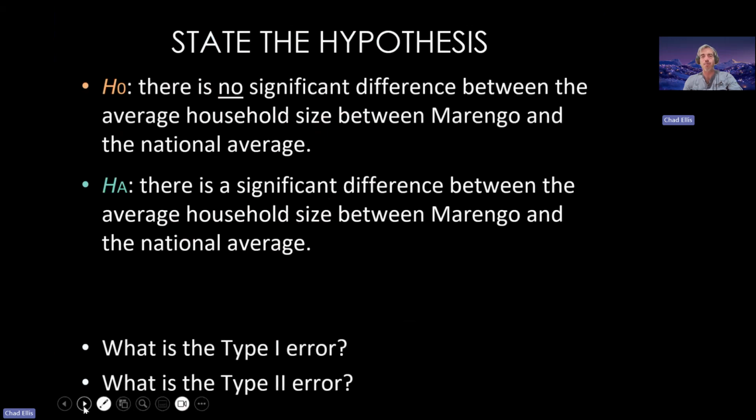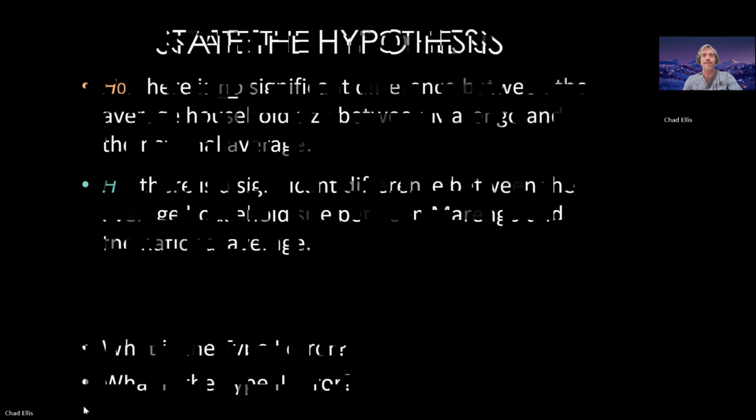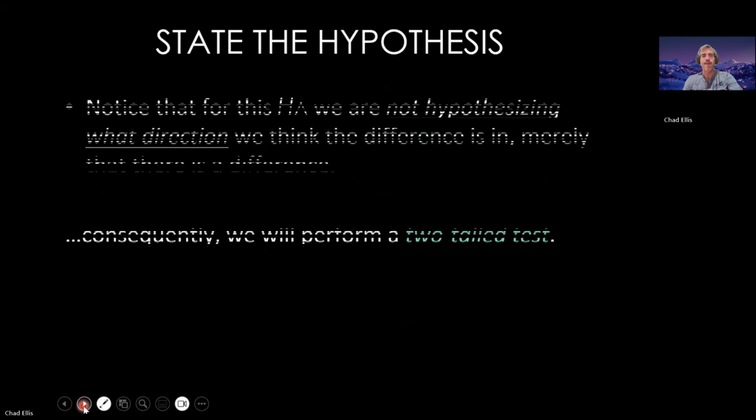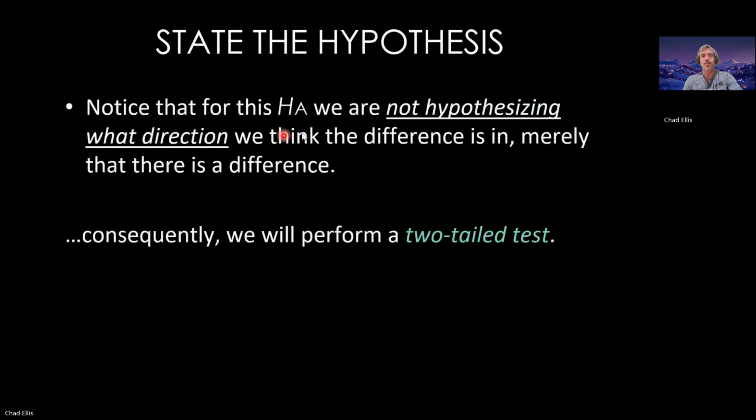So think about this right here. What in this case would be the type 1 error, and what would be our type 2 error? In this scenario, we're not really caring about what direction our test is going to be in. We're only wondering if there's a difference between Marengo and the national average. We don't care whether Marengo is greater or less than the national average, only that there's a significant difference. So in this case, we would perform a non-directional, aka a two-tailed, statistical test.